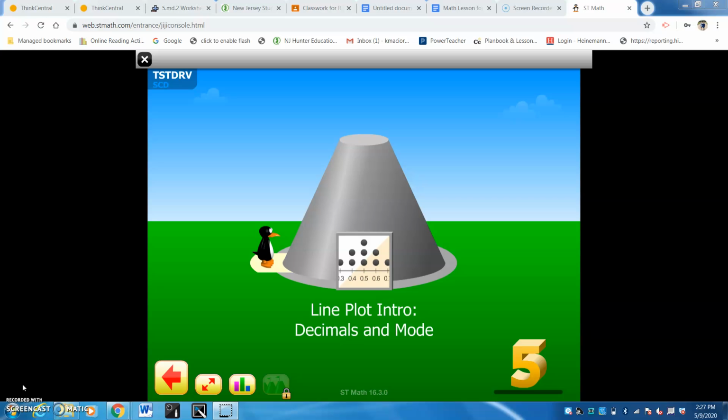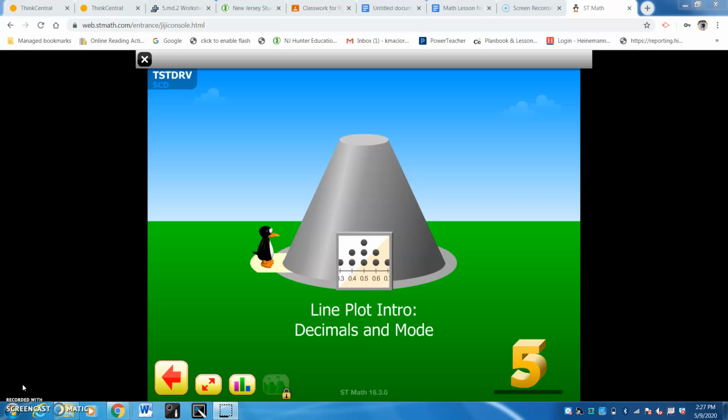So we have an objective today. Actually, we have two parts of an objective. The first part is to make a line plot to display a data set of measurement using fractions. And how we're going to do that is we're just going to use our ST Math puzzles for a while. So I want you to sign into your ST Math account. If you need an activation code, the activation code is on the Classwork Work tab for math today.